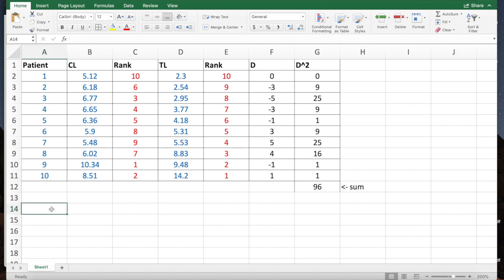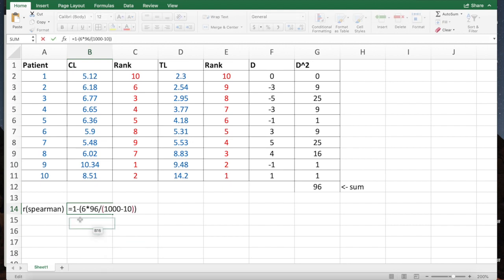Now let's actually calculate R Spearman. And there it is, 0.418. When we did it in R, we got approximately 0.42-ish.